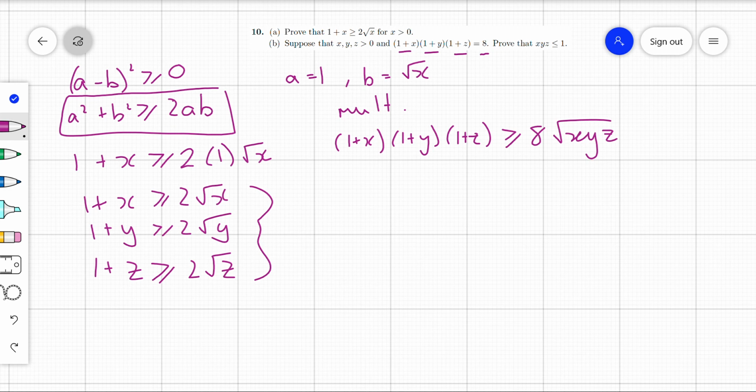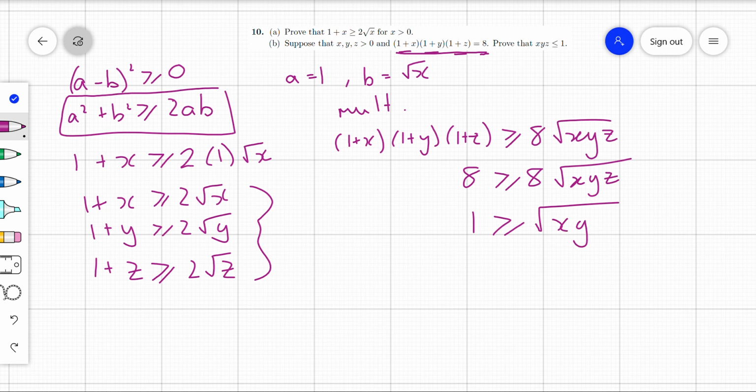And, oh, it also says suppose that this equals 8. Alright, so if that equals 8, if we use that supposition, so given that, then this equals 8, and this is 8 root x, y, z, so divide both sides by 8, and you would get root x, y, z, or square root of x, y, z, is less than or equal to 1. We know x, y, and z are all positive, so we can actually just square both sides and the inequality holds. So we will get x, y, z is less than or equal to 1.